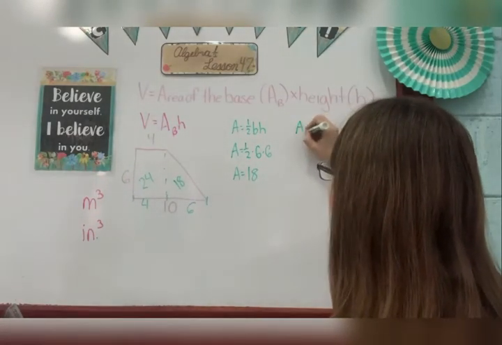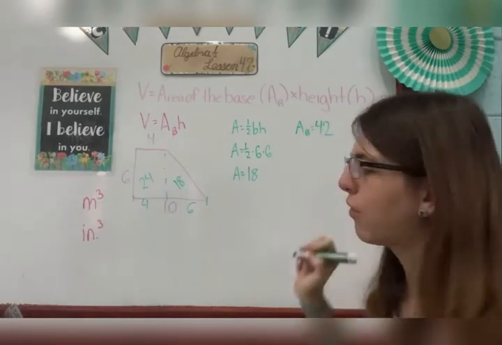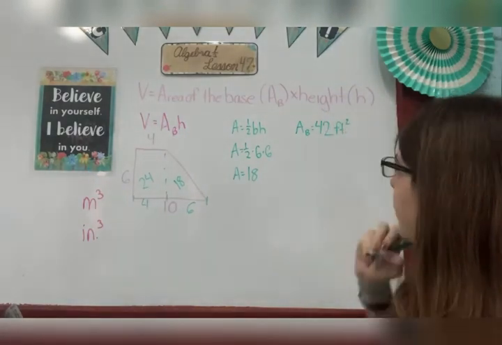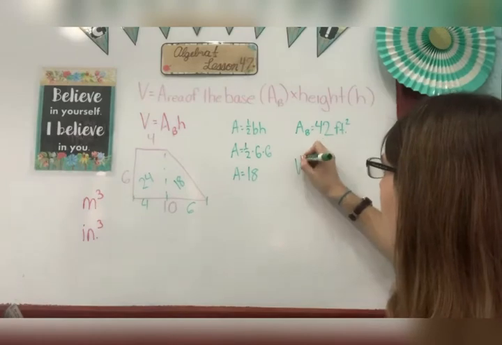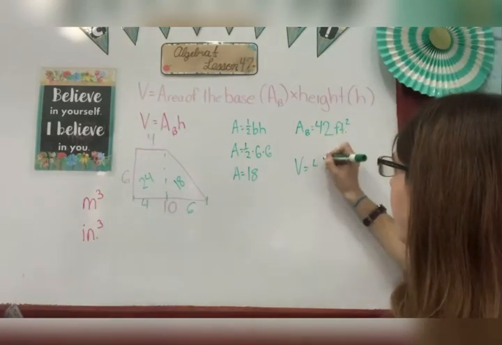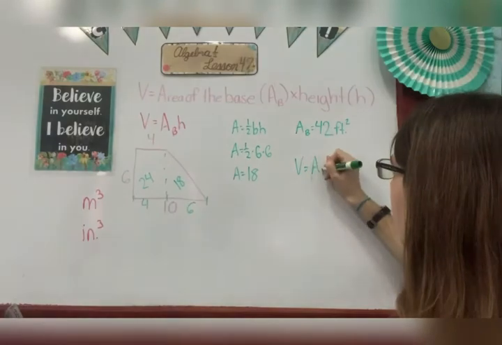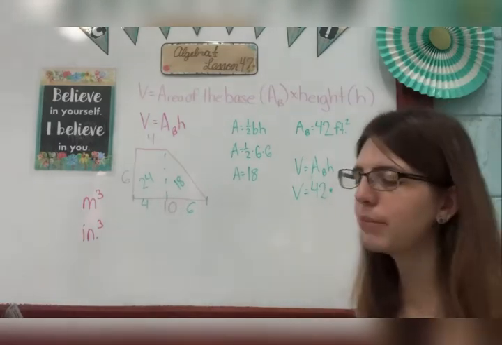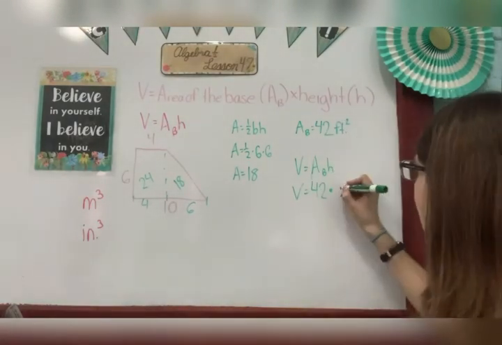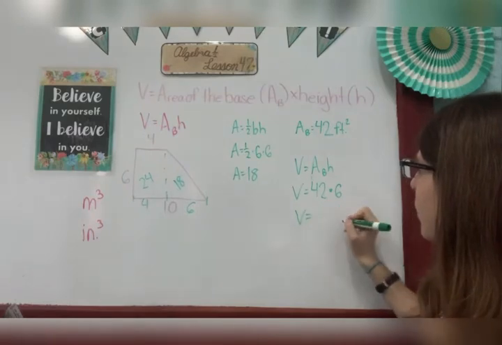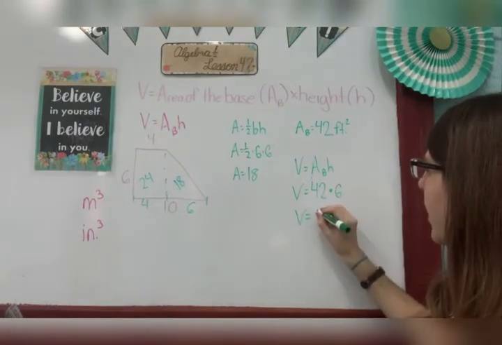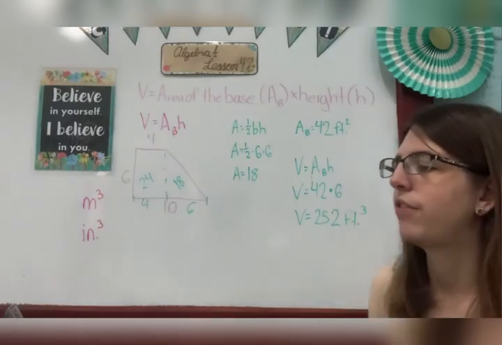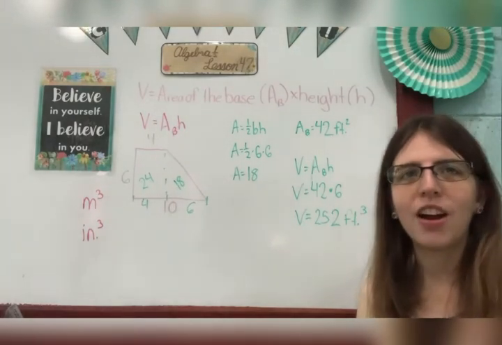So the area of my base is 42, and what are my units? Feet squared. Okay, I'm going to plug that into my formula for volume. So volume equals, every time we need to write our formula, area of the base times height. So volume equals 42 times, our problem tells us that it is 6 feet high, so 42 times 6. So volume equals 2 times 6 is 12, carry the 1, 252 feet cubed. Okay? All right, now it's your turn.